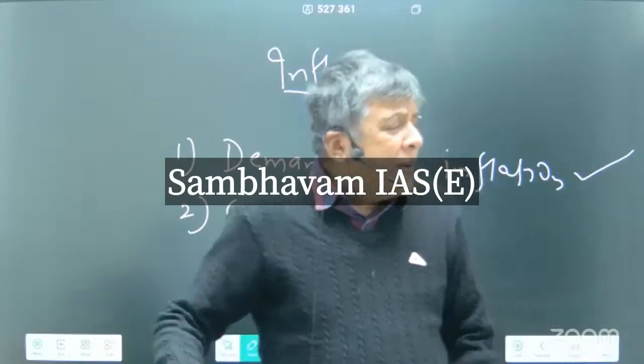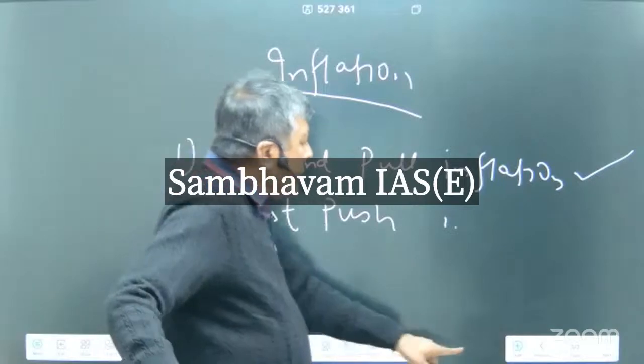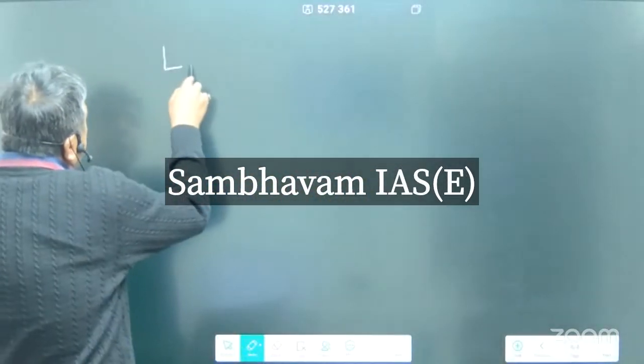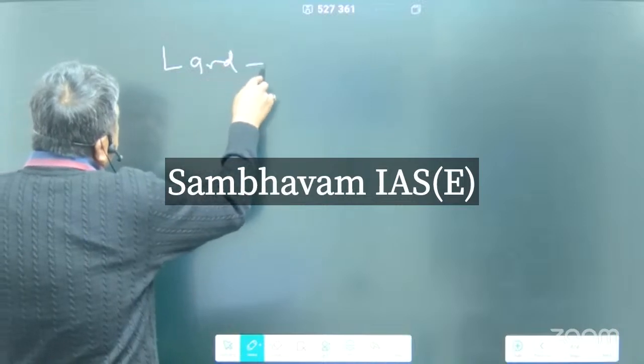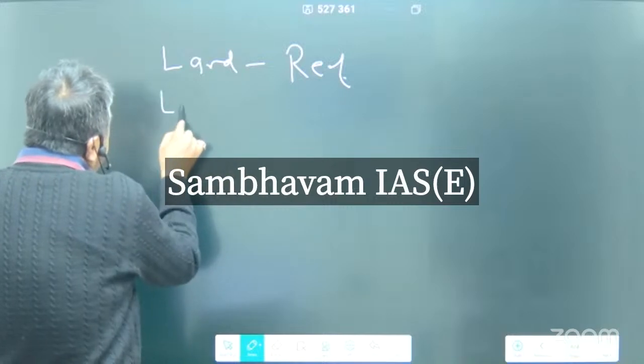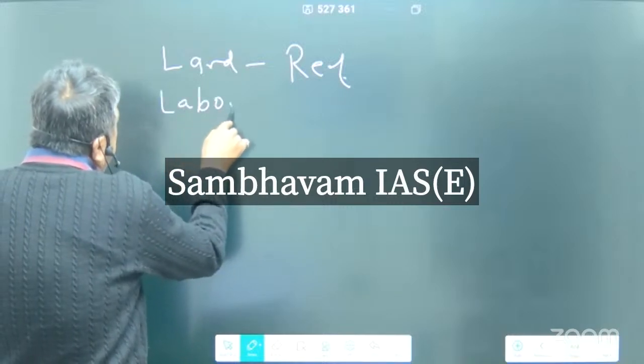So let us now discuss cost push inflation in detail. Broadly, there are 4 factors of production. Land, for that we are paying rent. To the labor, we are paying wages.